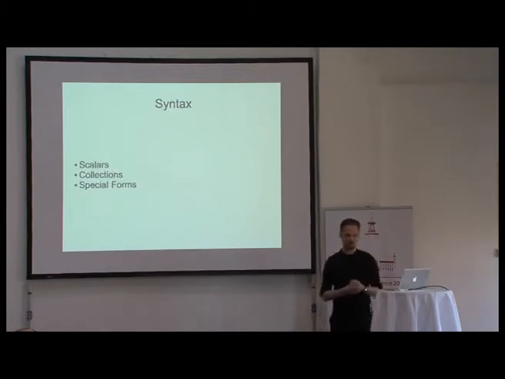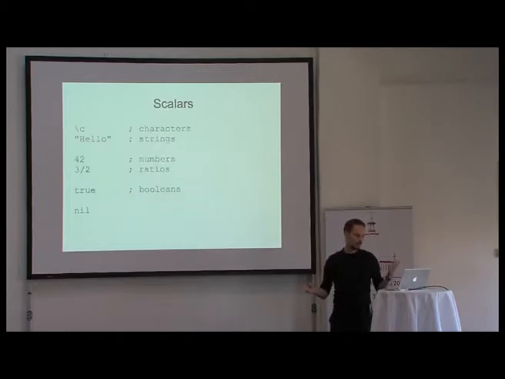So let's just take a quick peek at the basic syntax items available to you. You have regular scalars, and you have collections for making compositions of data. And then there are certain special forms which are evaluated specially to enable the core language to work. The basic types, the primitive types, are characters and strings, numbers, booleans, the nil value, which is nothing.